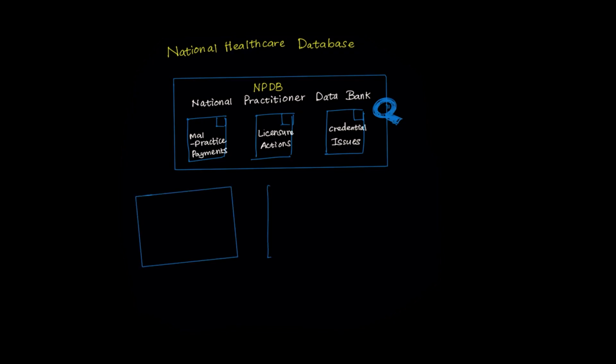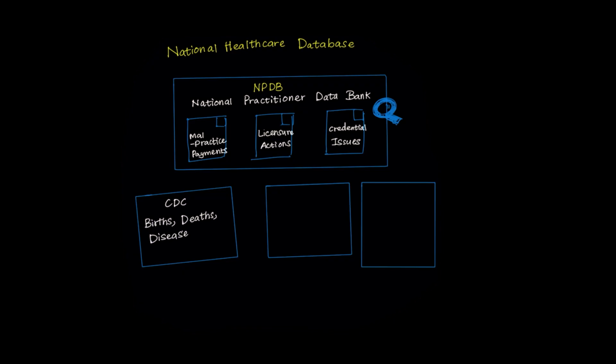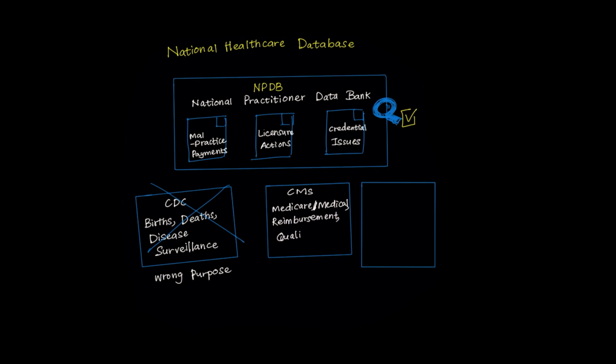This is a critical safety mechanism that prevents practitioners with problematic histories from simply moving to a new state and starting fresh. The CDC, or Centers for Disease Control, focuses on completely different data. They track births, deaths, marriages, divorces, disease surveillance, and morbidity-mortality statistics, not individual practitioner credentials.